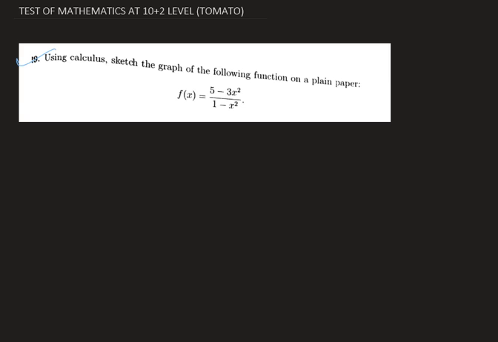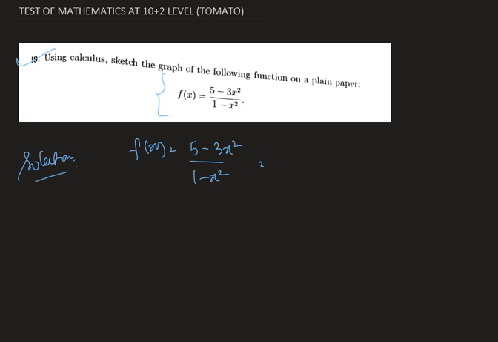Using calculus, we are to sketch the graph of the function f(x) equals (5 minus 3x squared) divided by (1 minus x squared). So the function is f(x) equals (5 minus 3x squared) divided by (1 minus x squared).